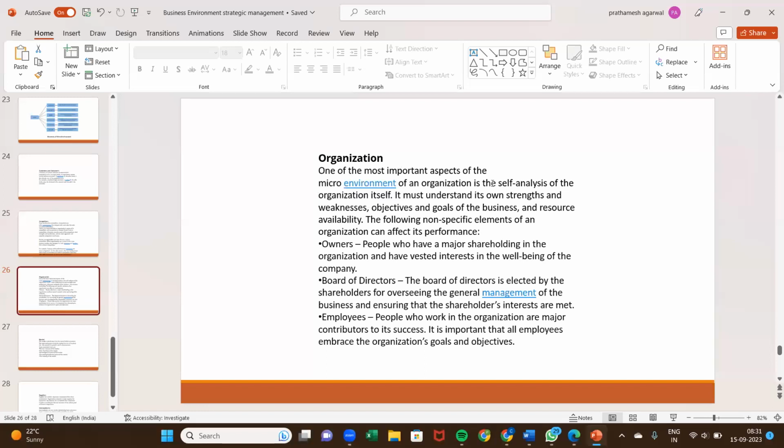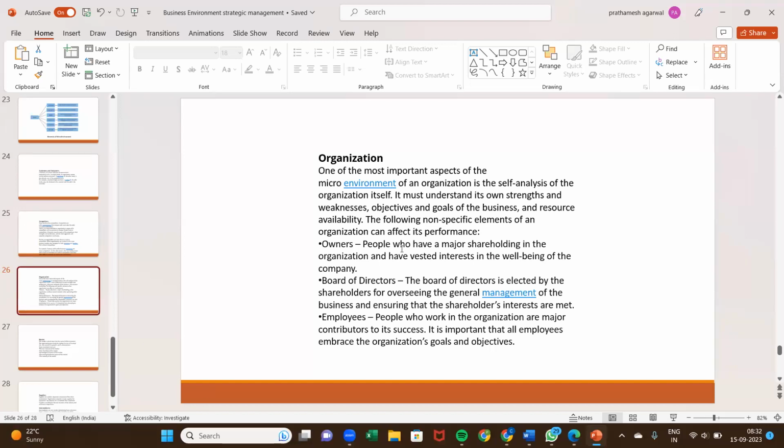Now we have the organization. One of the most important aspects of the microenvironment of an organization is the self-analysis. Now, I belong to an organization. I have to do my self-analysis. That means at an individual level, I need to understand my strengths, my weaknesses, my objectives, and the goals of the business and the resource availability.